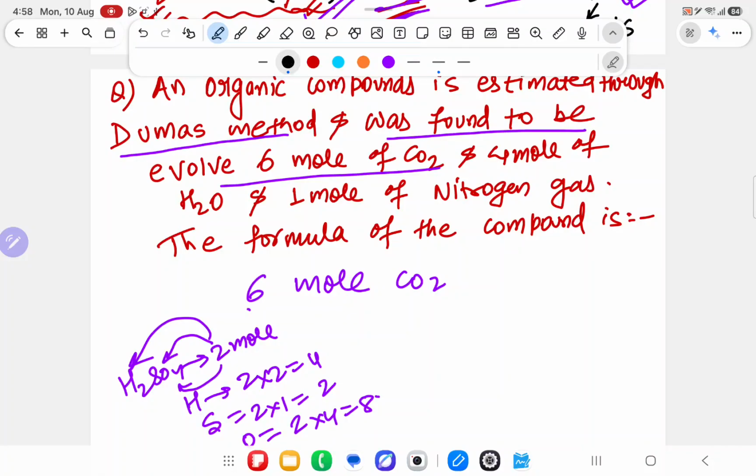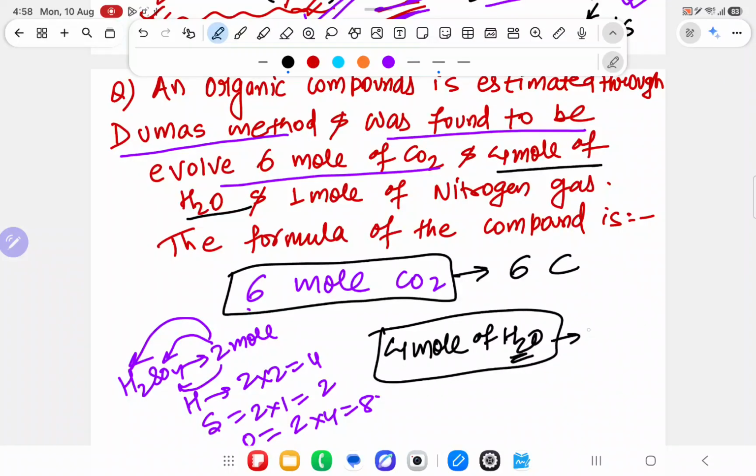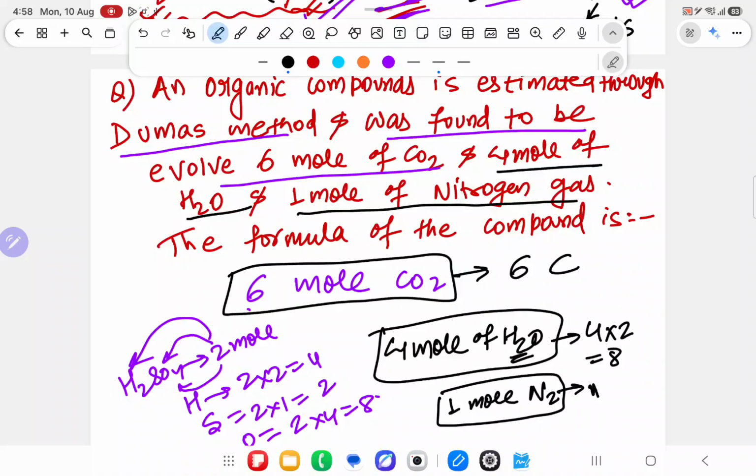Similarly, over here in the question, they have given 6 mole of CO2. What is the mole of carbon? 6. Then 4 mole of H2O. So what is the mole of hydrogen? 2 hydrogens are there, so 4 into 2, that is 8. Then 1 mole of nitrogen gas. It means 1 mole of N2 is given. If they had given 1 mole of nitrogen atom, then you would have to multiply it by 2. Over here, what is the mole of nitrogen? You will not do 1 by 2, because nitrogen is always found as gas, 1 mole.